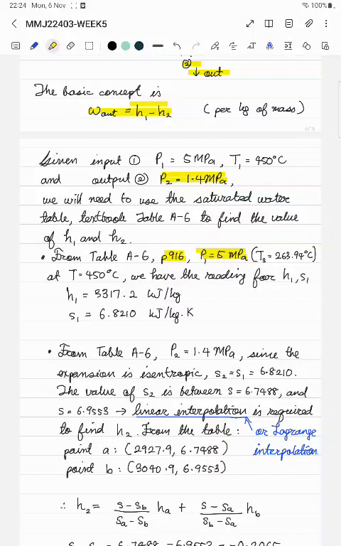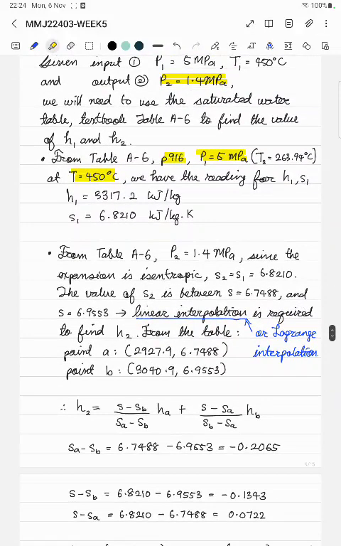And from table A6, you have P1 to be 5 megapascal, and the temperature of the steam entering the turbine is 450 degrees C. So from our table, the reading of our H1 is 3317.2 kilojoule per kilogram, and S1 is 6.8210 kilojoule per kilogram Kelvin. And from table A6, we also have our P2.